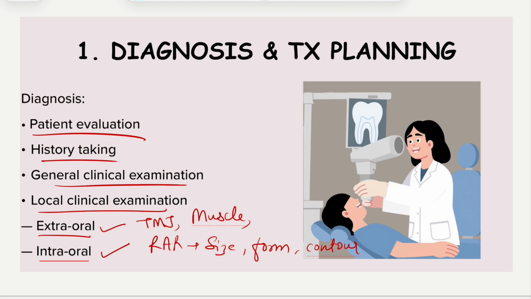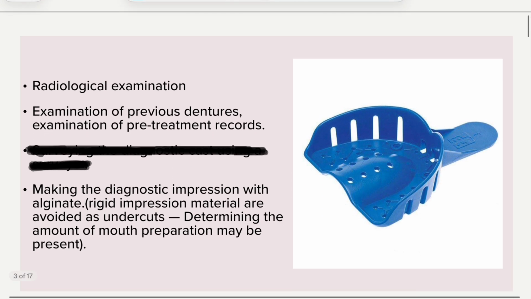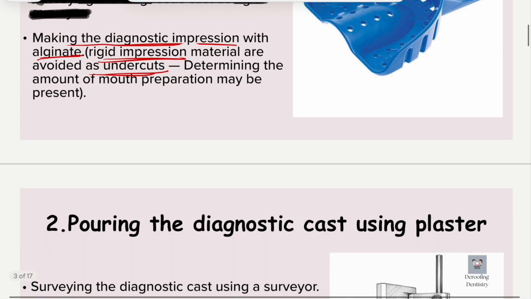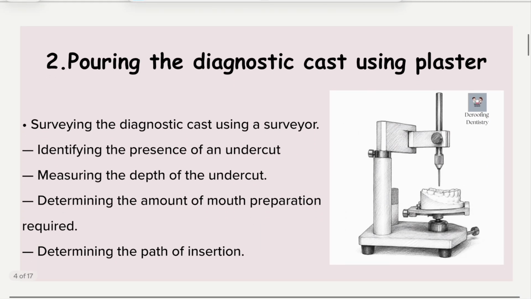Once the intraoral examination is done, we will go for the radiological exam. We will take an OPG and do the radiological exam. After that, we will examine the previous dentures if there were any, and then we will make a diagnostic impression using alginate impression material. We will avoid using rigid impression materials to avoid the undercuts. Then once the diagnosis and treatment planning is done, we will move on to pouring the diagnostic cast.